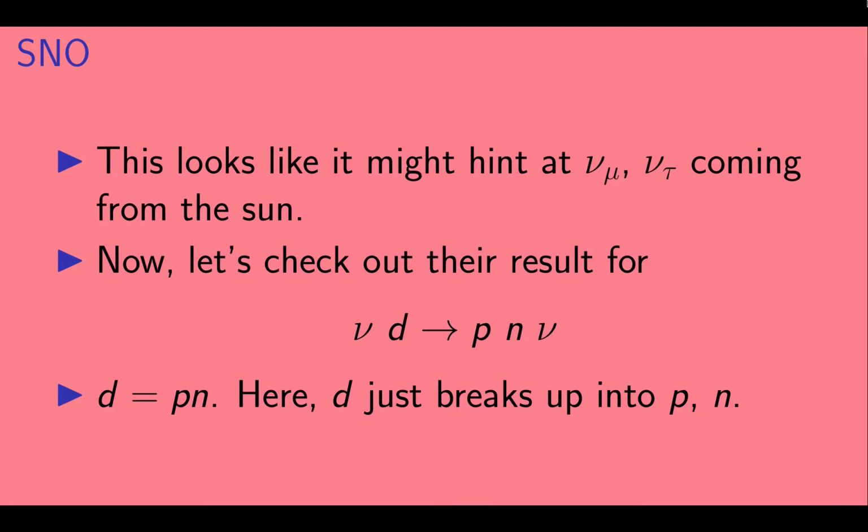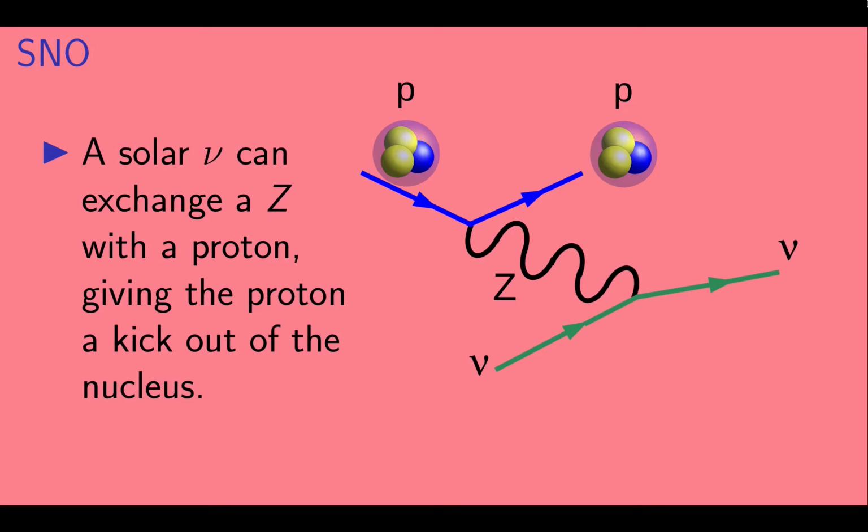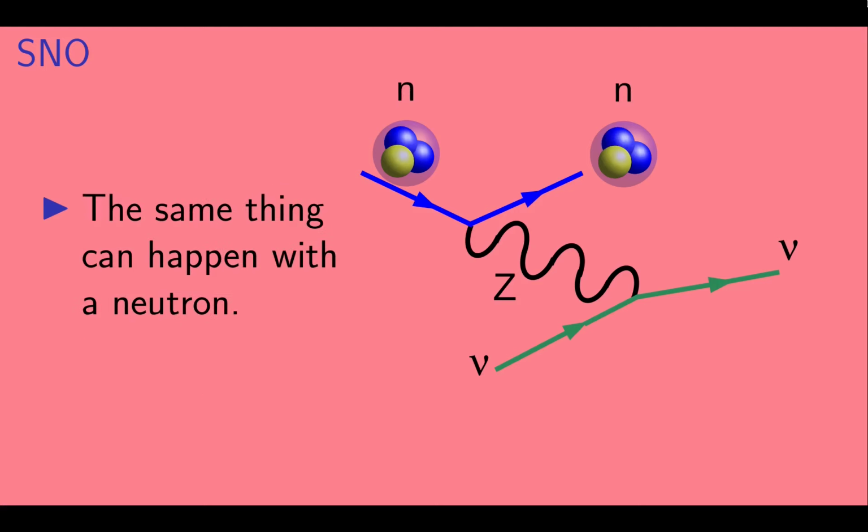Okay, so we've already seen a hint that muon and tau neutrinos are coming from the sun. But we still need to look at one more result from Snow. They also looked at the process where a neutrino hits a deuteron and breaks it up into its constituent proton and neutron. So here's a diagram showing how that can happen. A solar neutrino coming in from the left exchanges a Z with a proton. The neutrino thus scatters off of the proton, giving the proton a kick that breaks it out of the nucleus. The same thing can happen if a neutrino scatters off of a neutron.